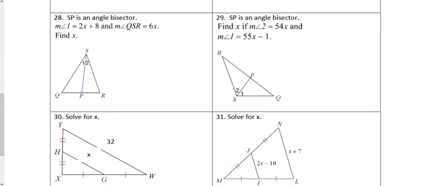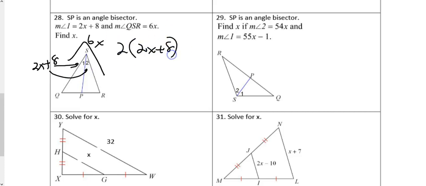SP is an angle bisector, means 1 and 2 are equal. So 1 is 2x plus 8. So that one is 2x plus 8. QSR, which is the whole thing, is 6x. Well, if 2x plus 8 is angle 1, it's also angle 2. So we need to double that, put in parentheses to distribute, right, equals 6x. So 4x plus 16 equals 6x.